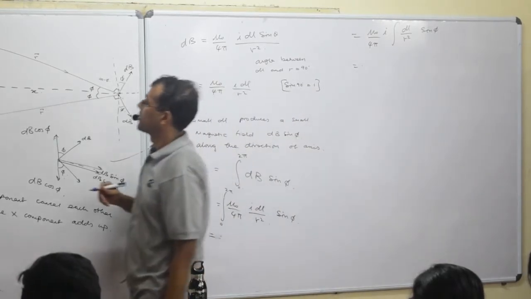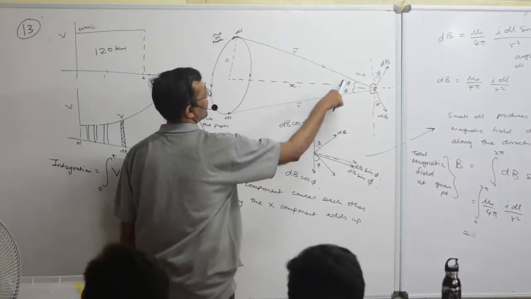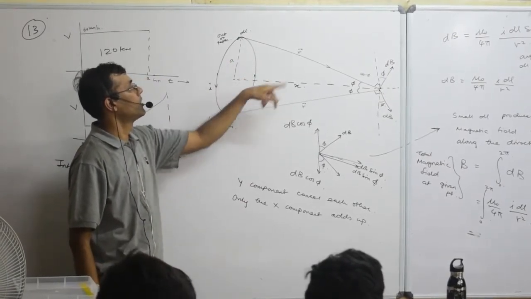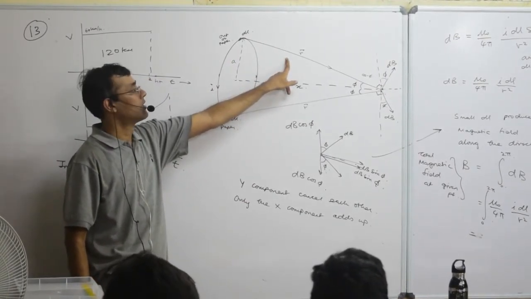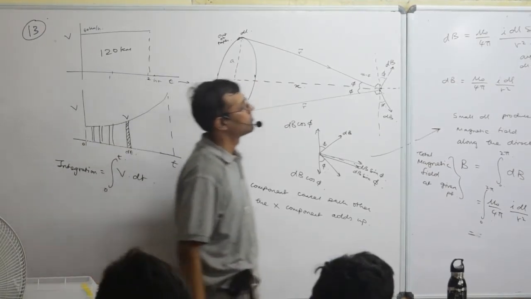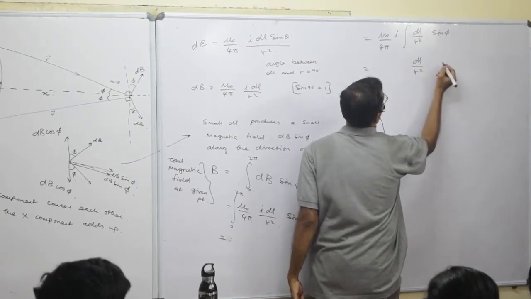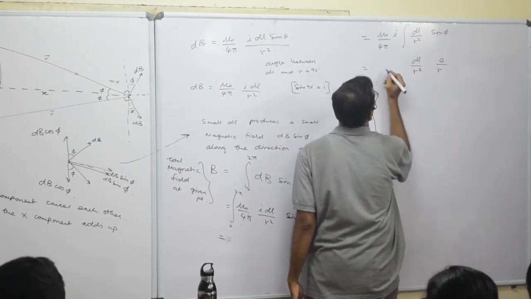From the diagram, can you say sine phi? So this is phi. Sine phi is going to be opposite by hypotenuse, so it's going to be a by r. So I am going to say dl by r squared times a by r.